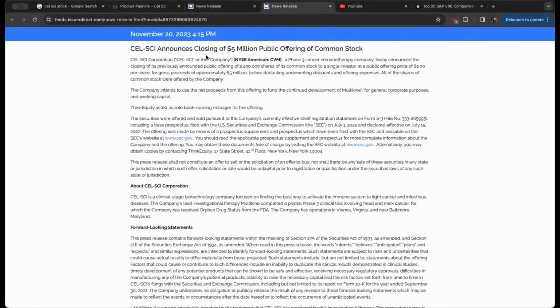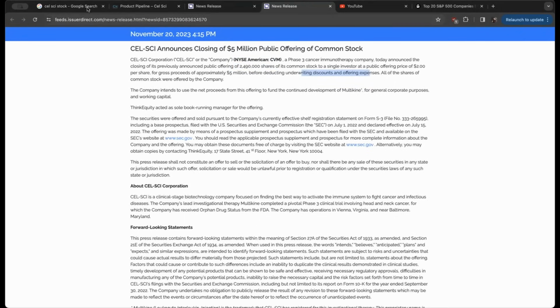And finally, the company also announced a $5 million public offering of common stock. So the company is building up what looks to be a bit of a cash position to help propel them through 2024. They seem to be in a very good spot. I mean, the stock has rallied back. They've done a public offering of about 2.49 million shares here, again raising approximately $5 million before deducting underwriting discounts and offering expenses.